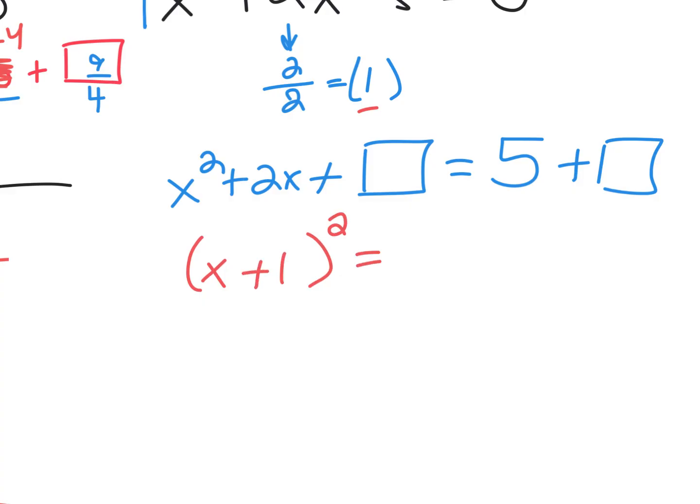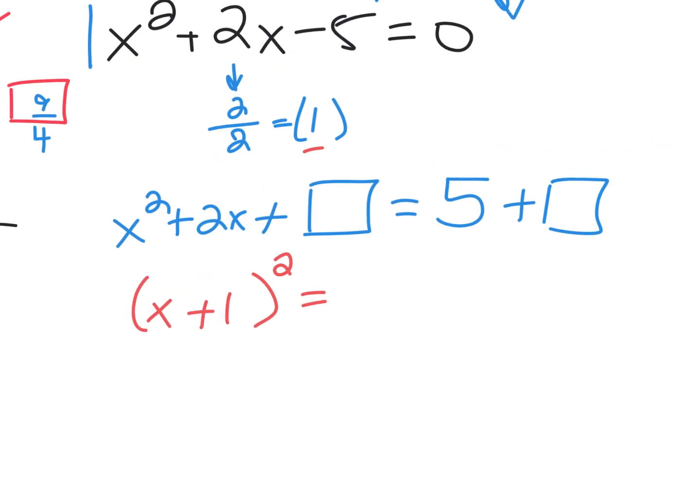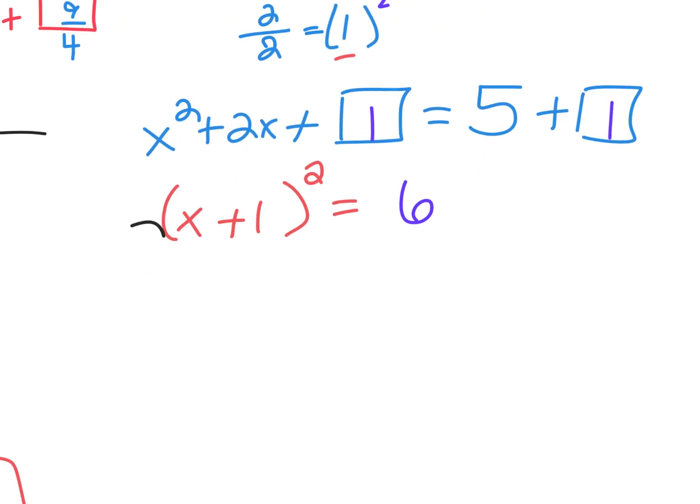And then how do I figure out what number goes in each square on each side? I'm going to square that number. What's 1 squared? 1. What you do to one side, you do where? To the other. What is 5 plus 1? 6. And now we're back to 1.4a. I have a binomial squared set equal to a number. How do I solve it? You take the square root of both sides.